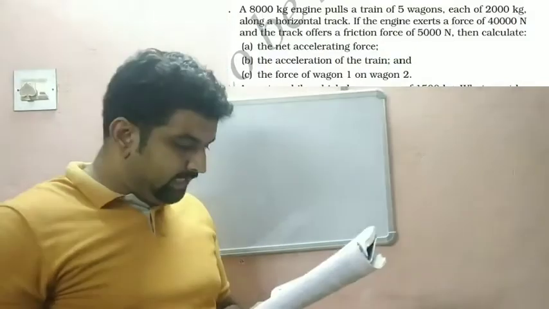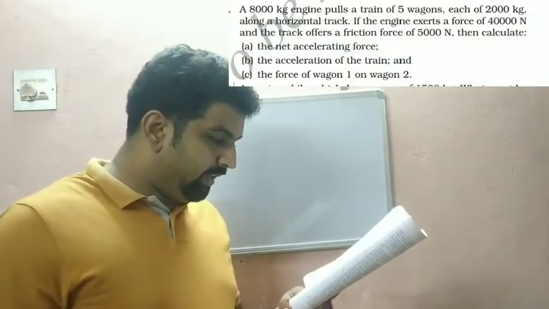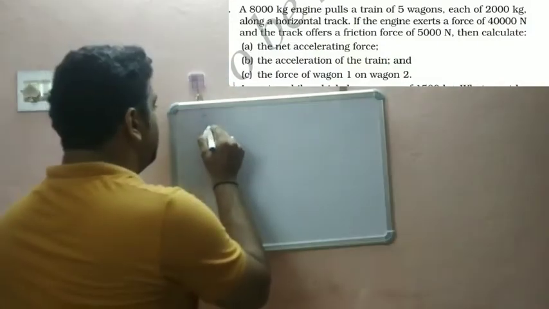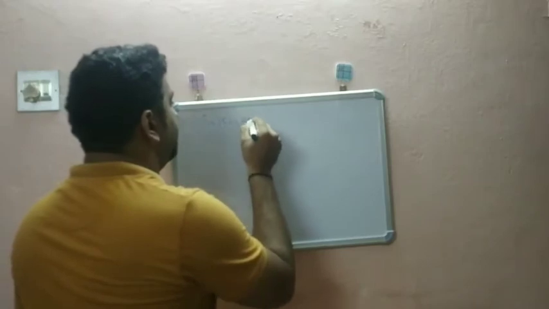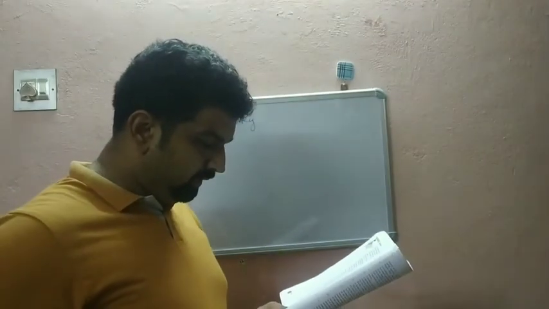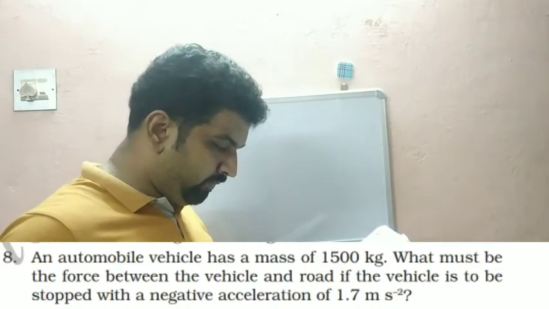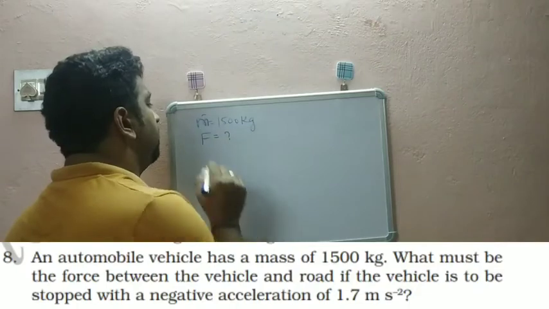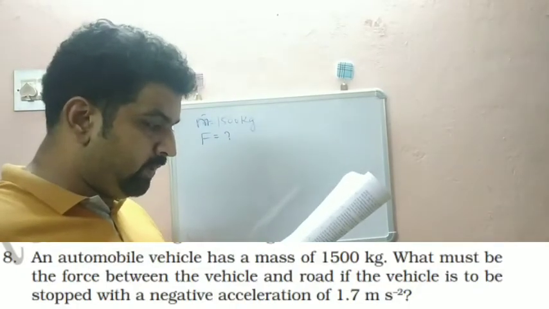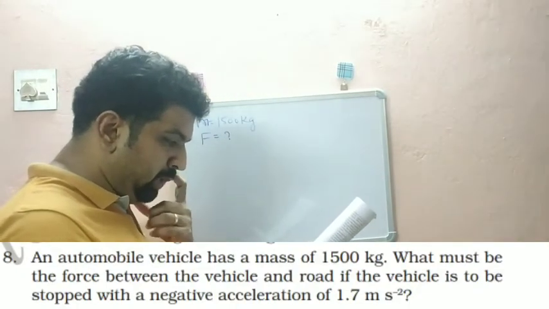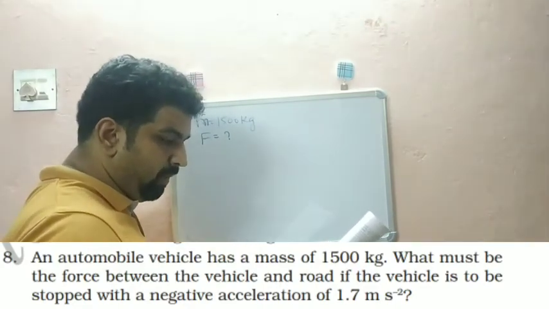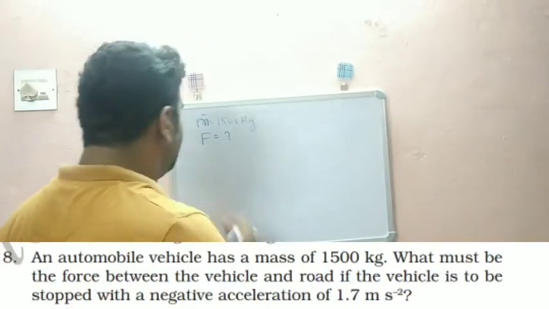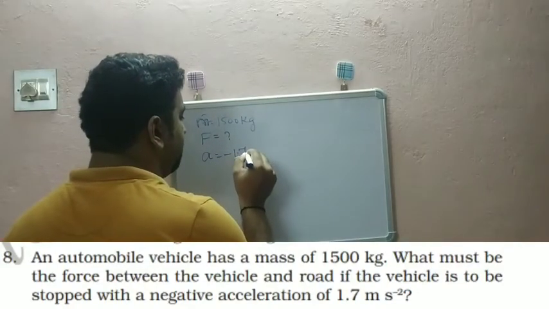Now let us solve the next problem, question number 8. An automobile vehicle has a mass of 1500 kg. So m is equal to 1500 kg, and what must be the force? So F is equal to question mark. If the vehicle is to be stopped with a negative acceleration of minus 1.7. Okay, so acceleration is minus 1.7. So they have said it is negative. So acceleration A is equal to minus 1.7 m/s².